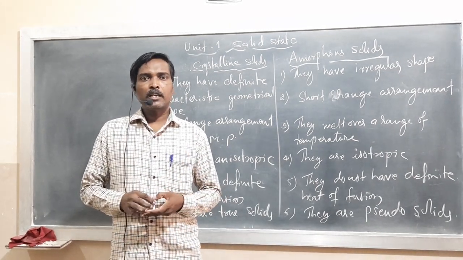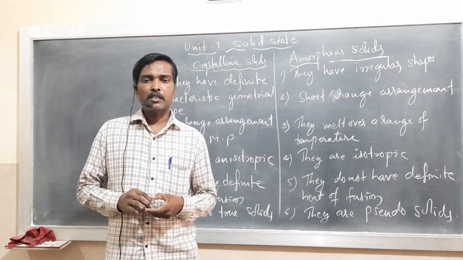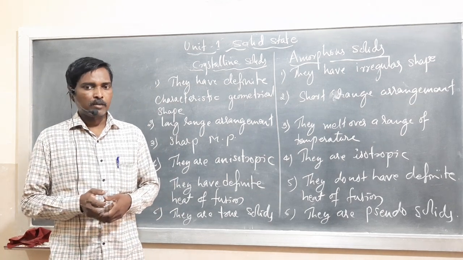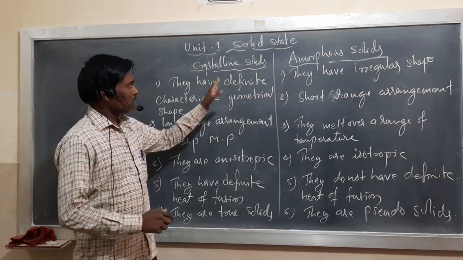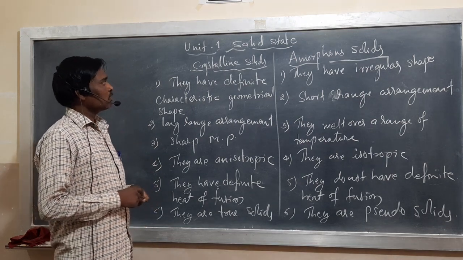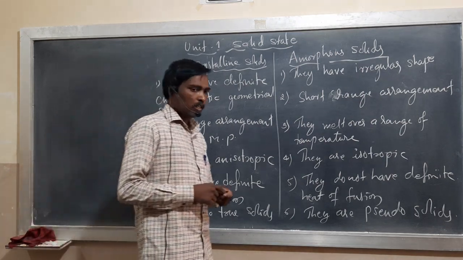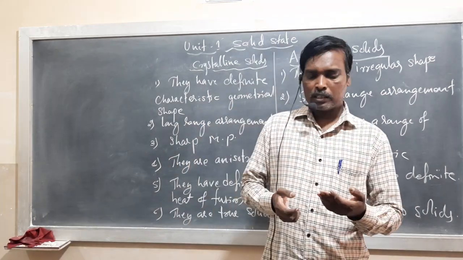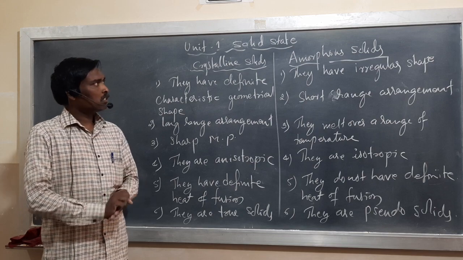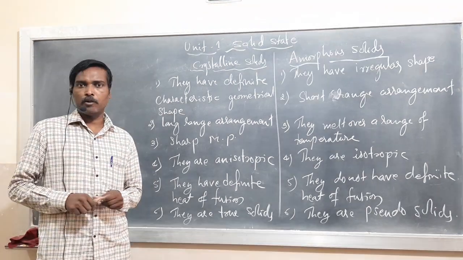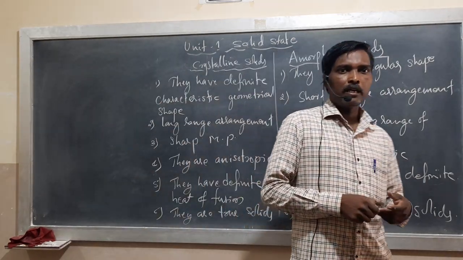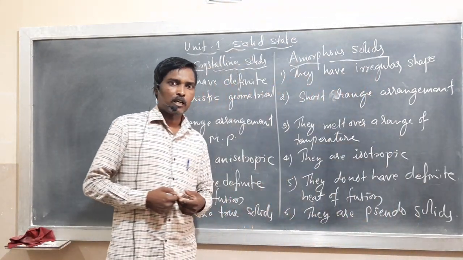Based on electrical properties, solids are again classified. Based on magnetic property, solids are again classified. We will study that later, but let me go with the first one. Based on nature, solids are classified into two types: crystalline and amorphous solids. I think you are familiar with these two types. In the lab also we have seen crystalline solids and amorphous solids while doing salt analysis.